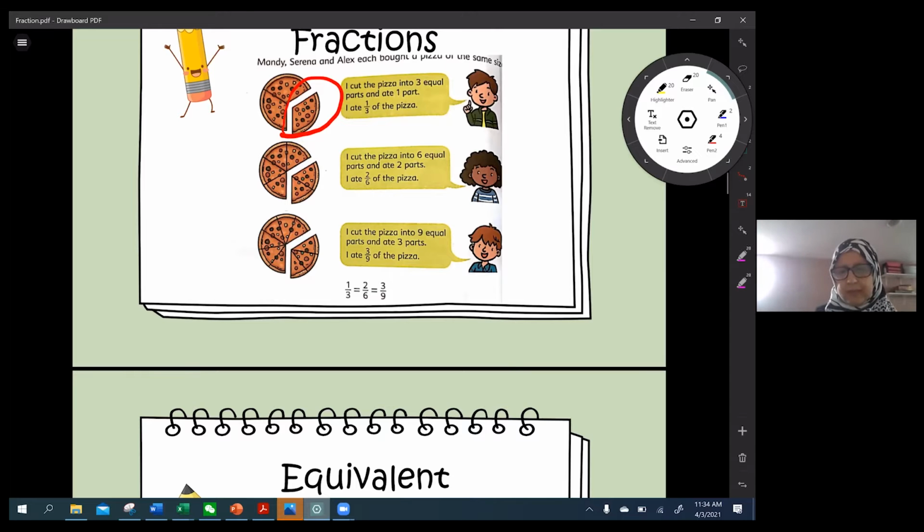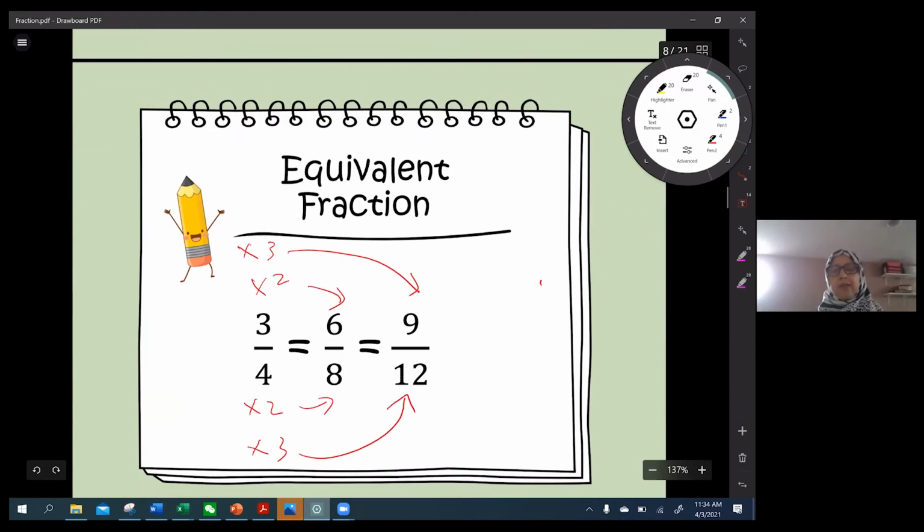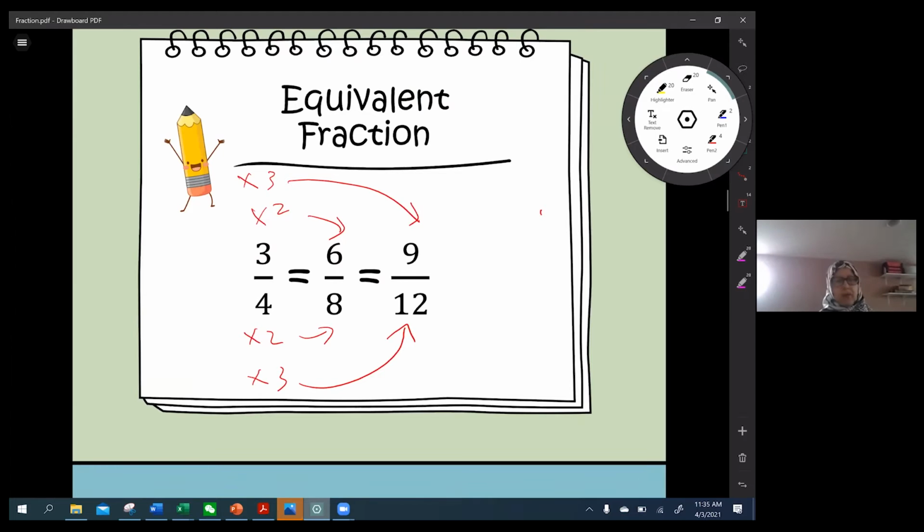Of course, when the number gets too big, it's not possible for you to draw a pizza or to draw the paper strips. So let me show you one way you can do it. I'm going to do multiples. For fractions, I would like to remind you something very important. You must be good with your multiplication tables. Have you memorized your multiplication tables?